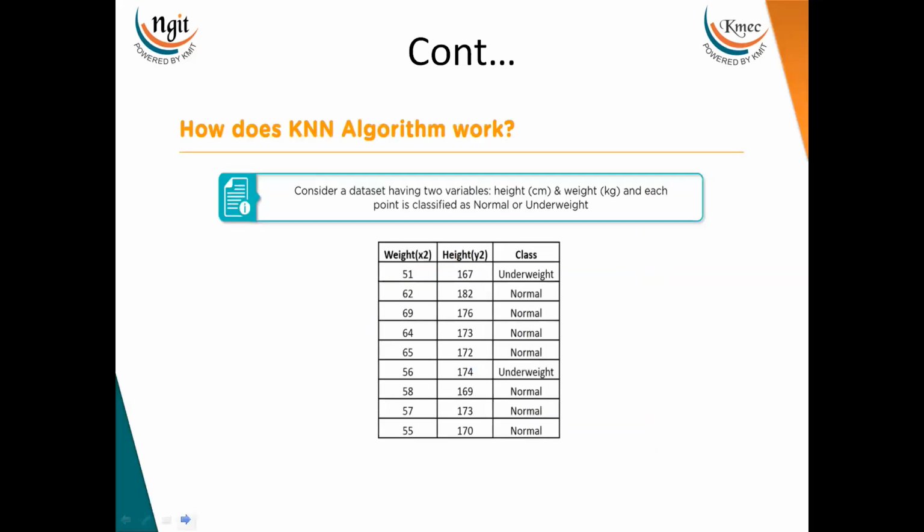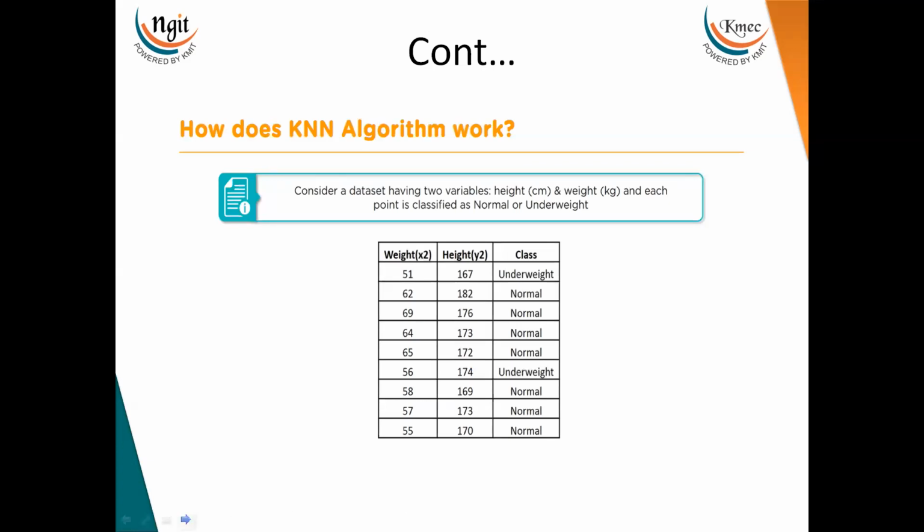Now we'll take an example and understand how the KNN algorithm works. You have a data set with the height and weight of different people, and according to their height and weight, we are finding the class of that particular person. As per height and weight, we have classified the people into two classes. One is the underweight class, and another is the normal class. If your height and weight are 51 and 167, we say the person is underweight. In that way, we are classifying the data.